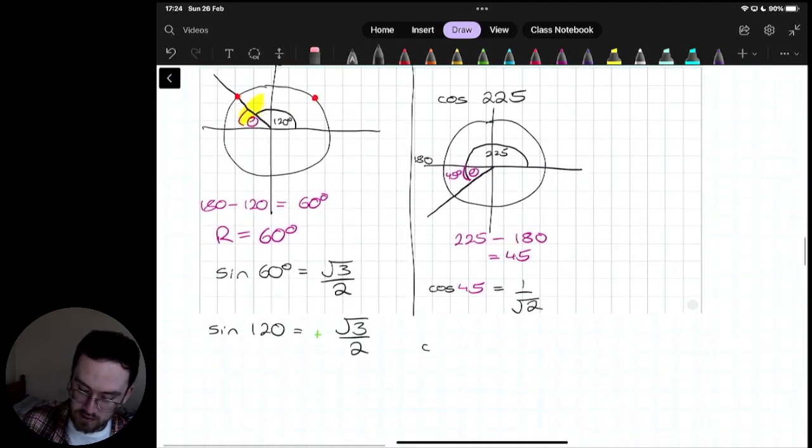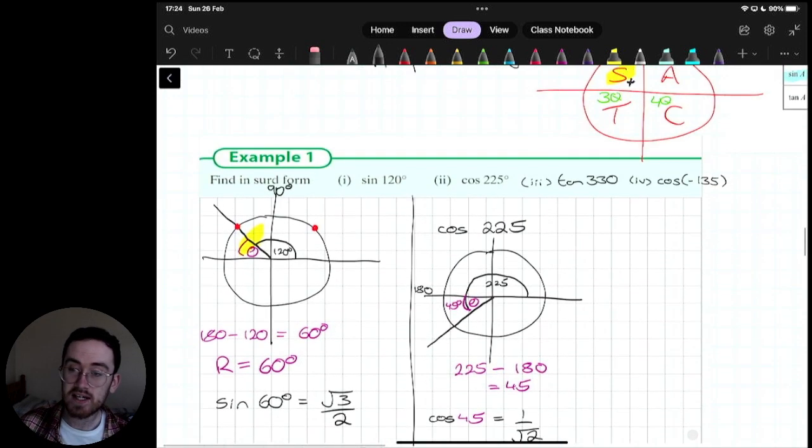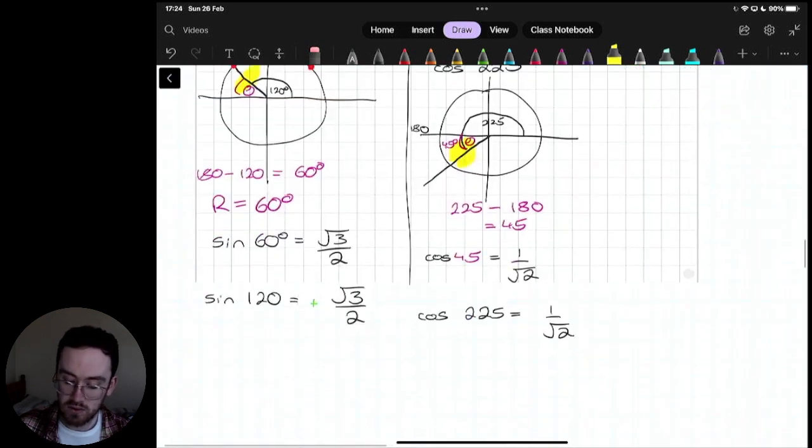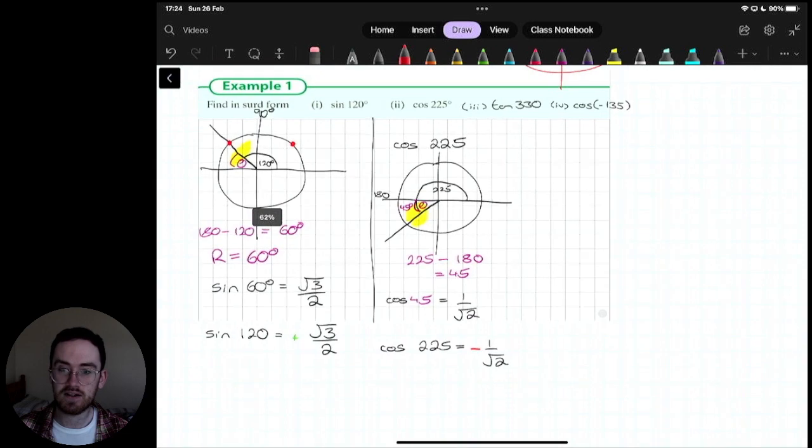And thus the same answer will apply to cos of 225, and we just need to see whether it's positive or negative. So we're in the third quadrant this time, and in the third quadrant tan is positive, which means cosine is negative. We mark it in then as a negative value.